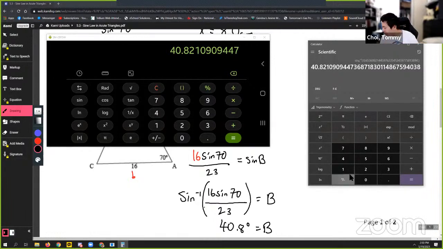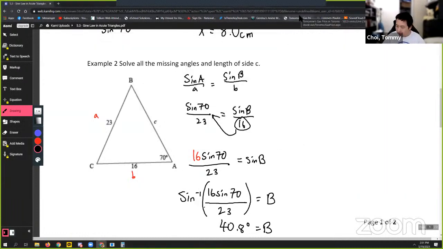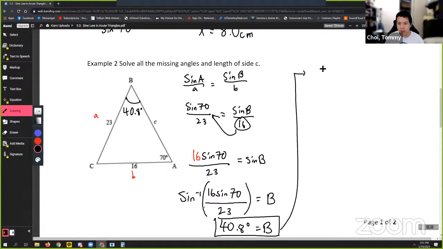Okay. So continuing onwards here. I'm going to put my calculator over here. Now that we have angle B, we now know that this is 40.8. Which means we can easily solve for angle C using our triangle rule, right?